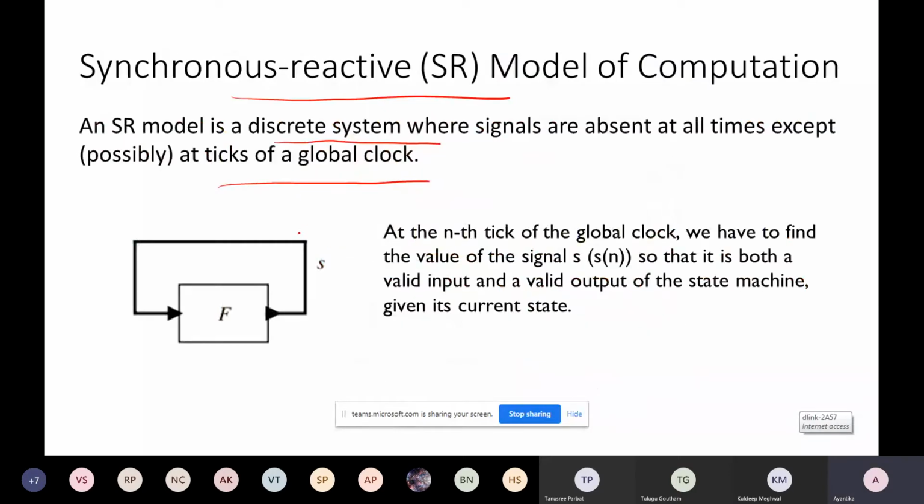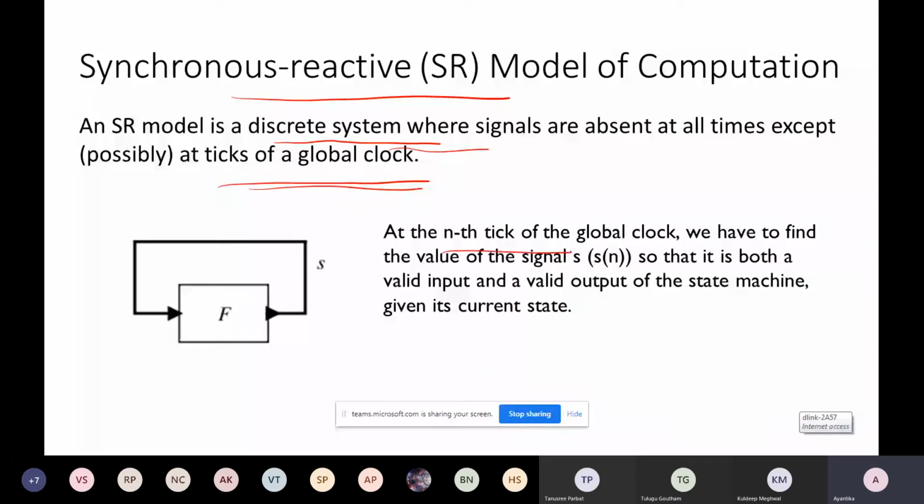Okay. So to do that, we basically consider a special type of model of computation, the synchronous reactive model of computation. That is not much different from what we have discussed. Just keep in mind that we are considering discrete systems where signals are only present with some ticks of a global clock. That means you are just considering the change of signals, or the effect of signals, when there is a tick of the global clock. What does it mean?